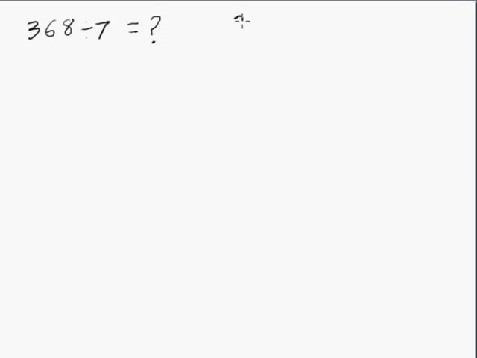But the thing about the answer is that whatever it is, when we multiply it by 7, we have to get back to 368. So what we can do to get this answer is to kind of guess how many times 7 is going to go into 368. And that brings me to the first way of doing division, which I'm going to call the guessing method.